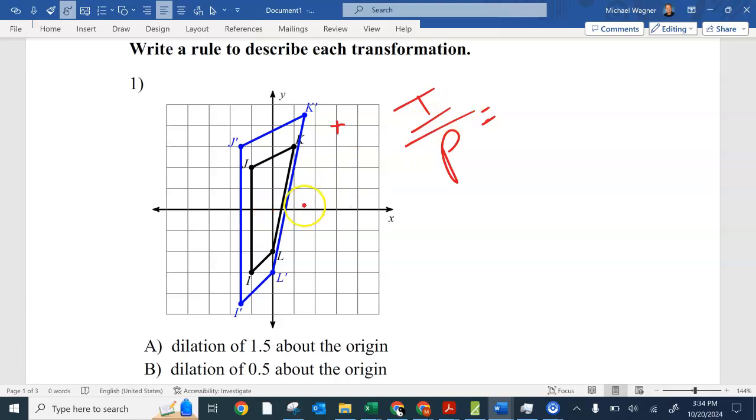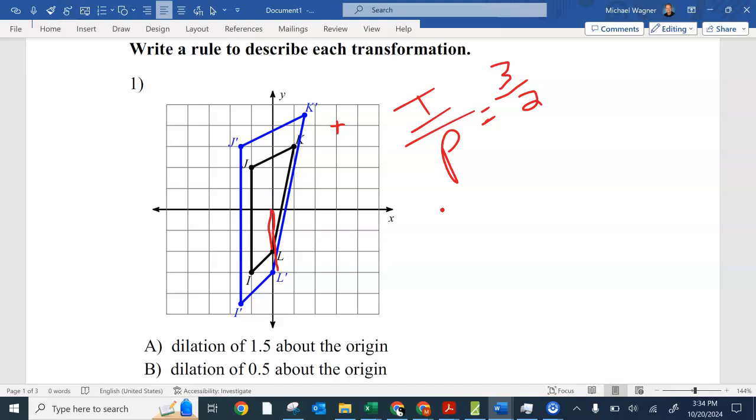So let's get the image first. The image is going to have the prime, right? So I'm going to pick L prime. So I'll go down 1, 2, 3 to get to L prime, and L image down 2. So pretty simple, 3 over 2. Okay, so there you go. So that's all there is to that.